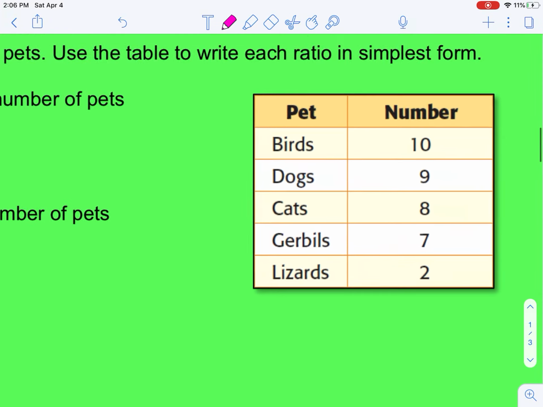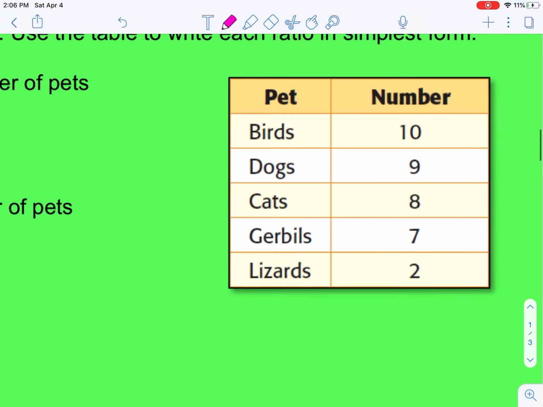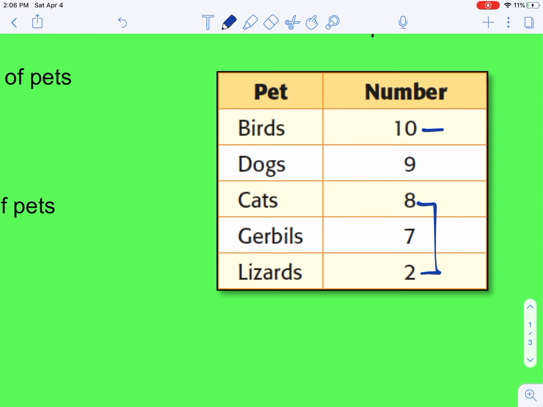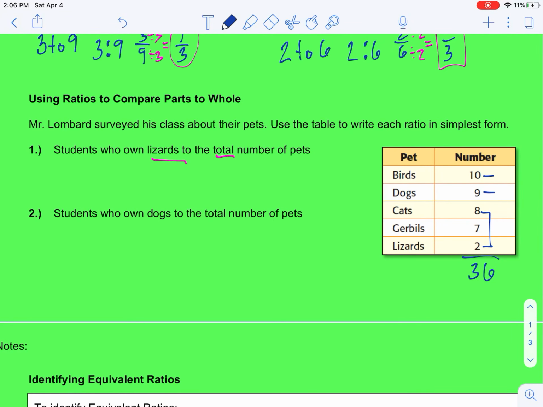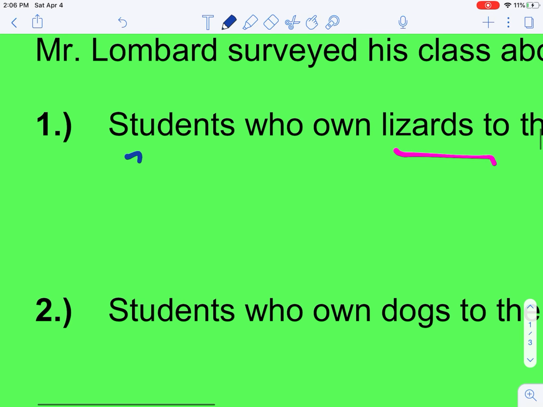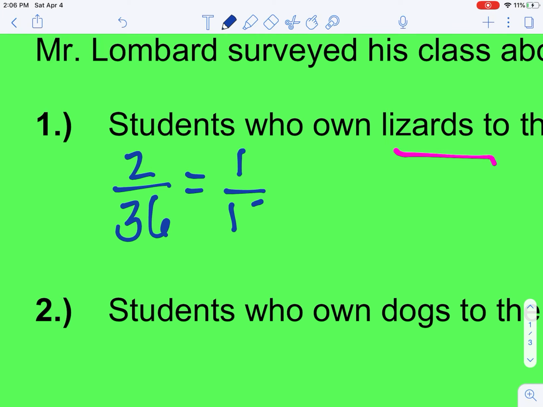So I need to go over here and add all these up. Well, I've got, let's see, 10. Those two together is 20, 29. So for a total, it looks like 36. So 36 is going to be my total. Lizards was 2, so I have 2 to 36. I'm going to simplify that by dividing both of those by 2, and I have 1 to 18.